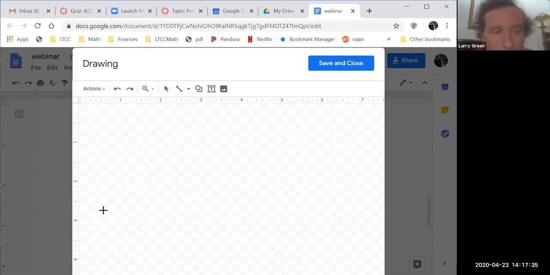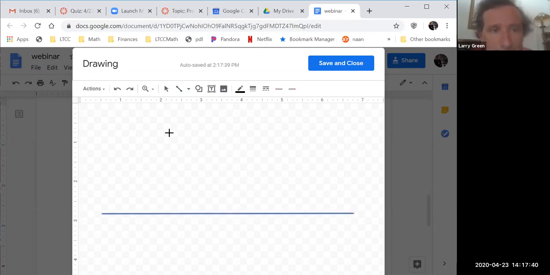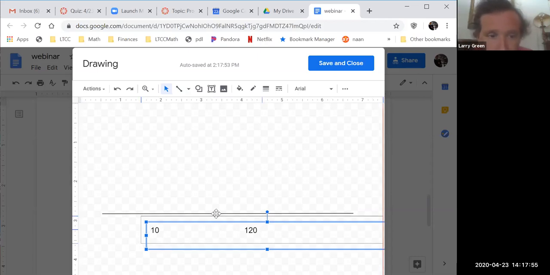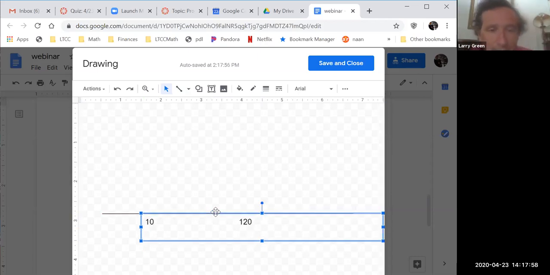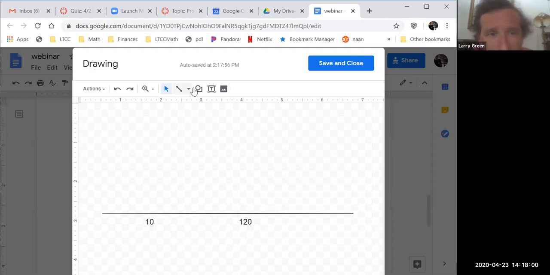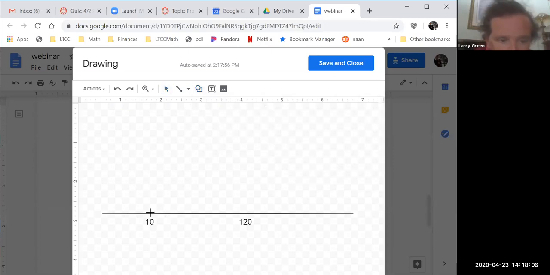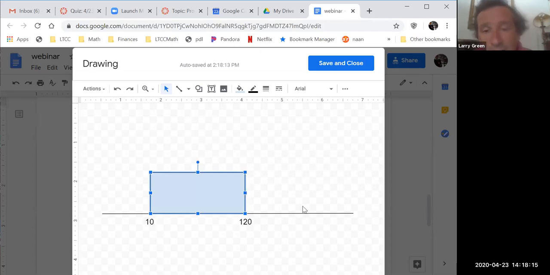So I'm going to do what I did before. Good old x-axis. And then I'm going to put in 10 and 120 somewhere like that. And then what I'm going to do is the following. I'm going to put in a shape. In particular, I'm going to put in a rectangle. And for this rectangle, it's going to start at 10, and it's going to end at 120. This is not perfectly drawn to scale, but it's good enough for me.